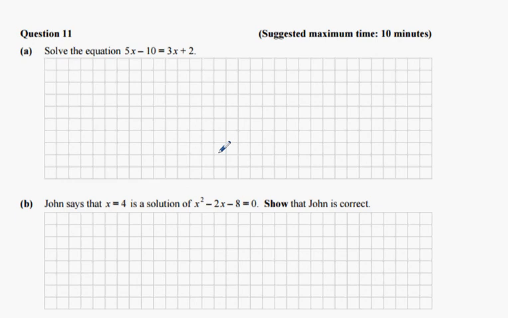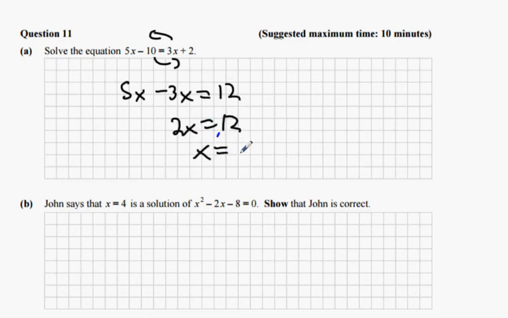Solve the following equations. So to solve these equations, here's what we're going to do. Bring over the 3x, bring over the 10. 5x minus 3x equals 10 plus 12, which is 12. 2x equals 12. x equals 12 divided by 2. x equals 6.